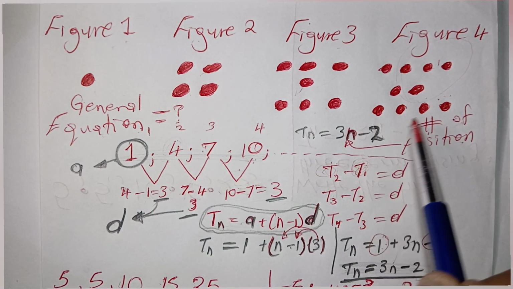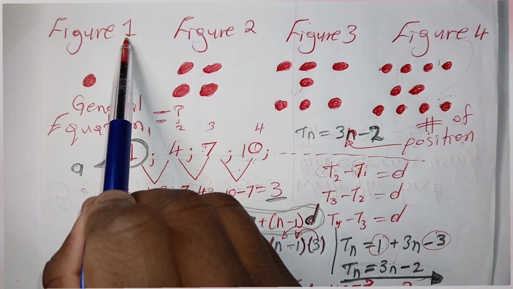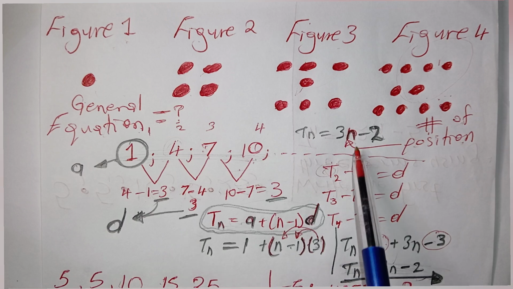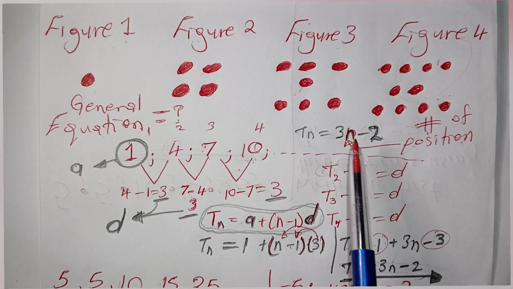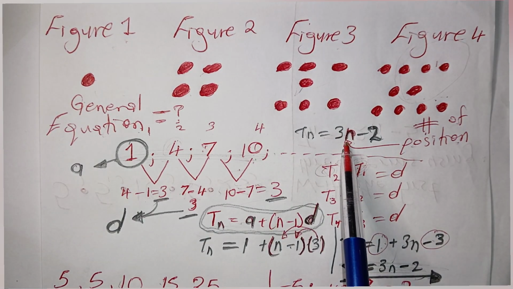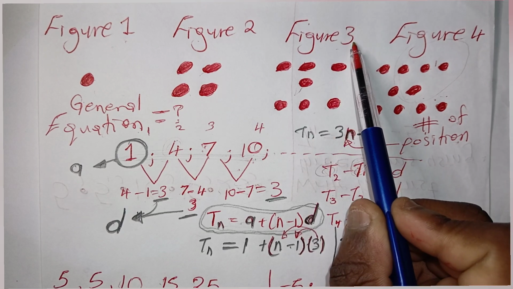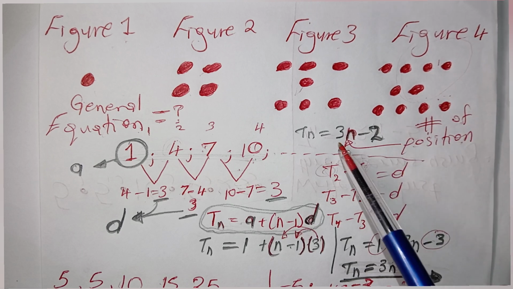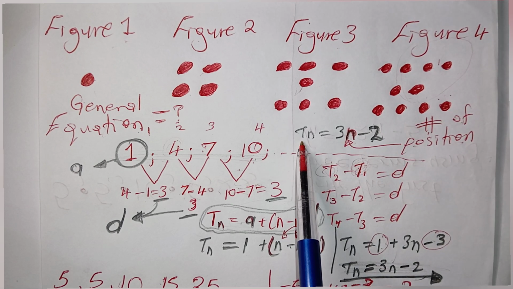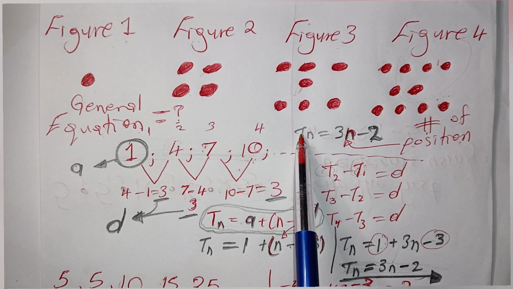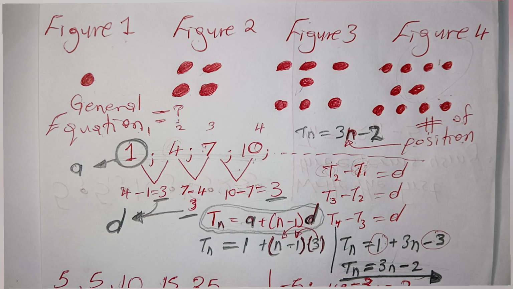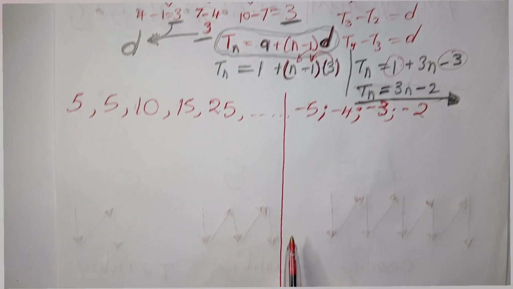If I substitute position 1 there, I get only 1 dot. If I substitute position 2, I get 4 dots. Then if I substitute position 3, I get 7 dots. Then if I substitute position 4, I get 10 dots. Do you understand? Yeah. But the key thing about this video is to form the equation. Do you see that? Yeah. So let me just move on.